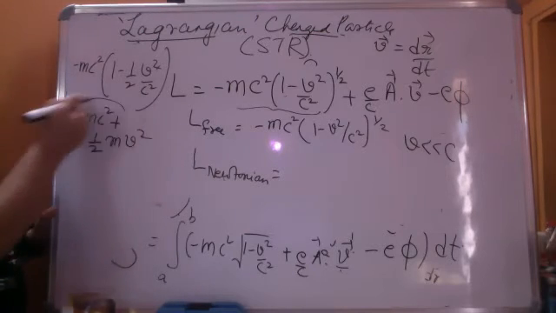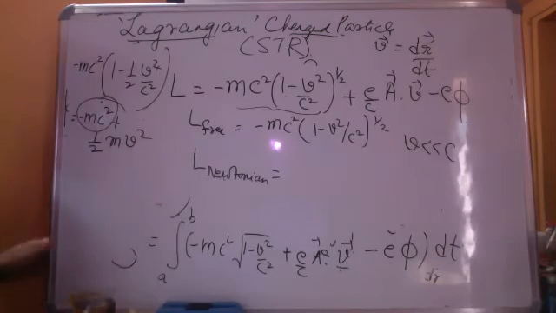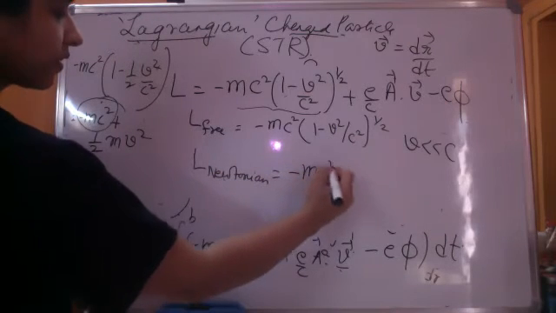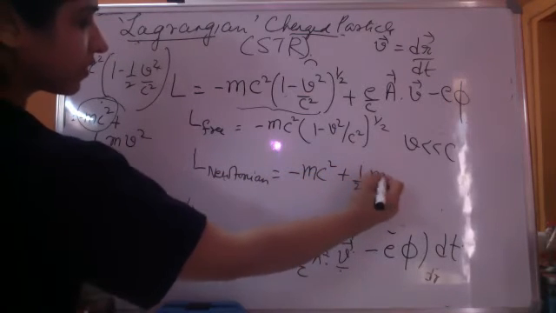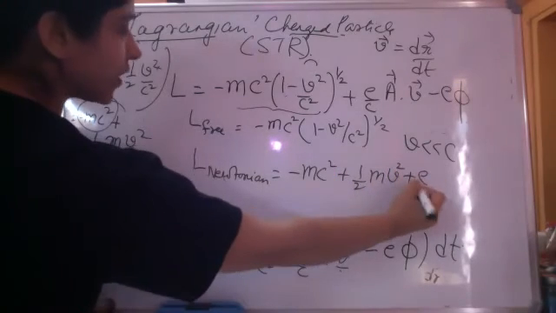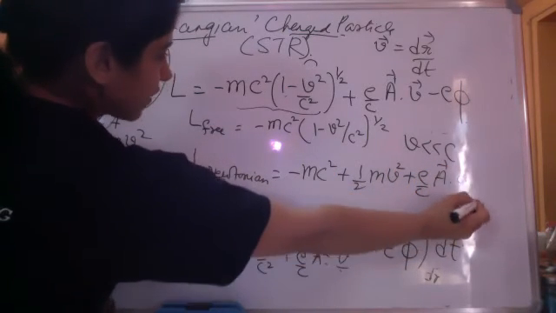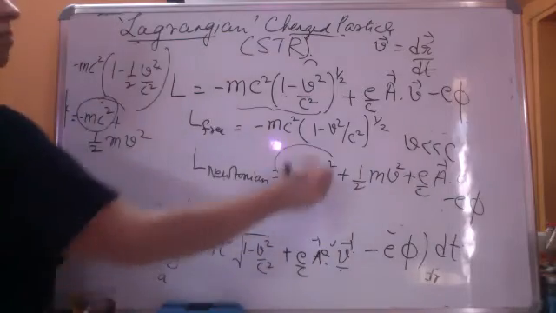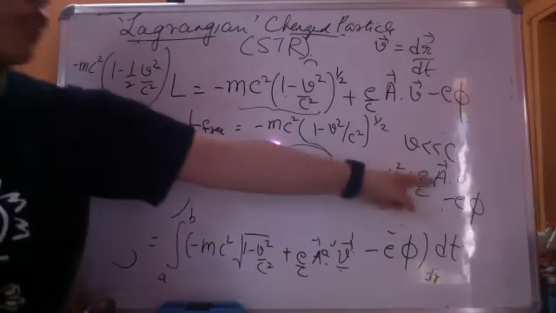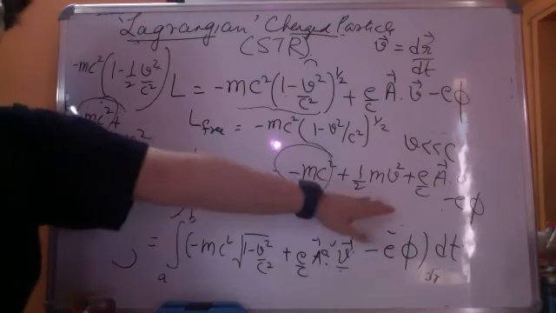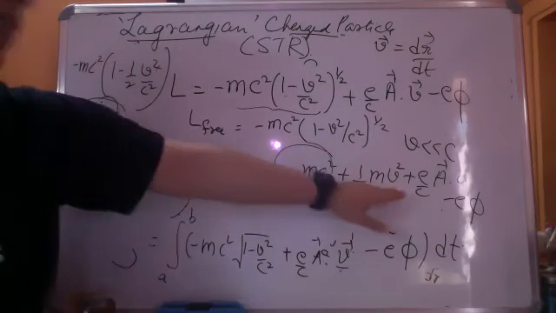You remember, this is the constant term, and I have half mv² plus e/c A dot V minus e phi. Except for this term, you've used this Lagrangian when we started with Lagrangian dynamics and did charged particle dynamics. You have seen this expression.